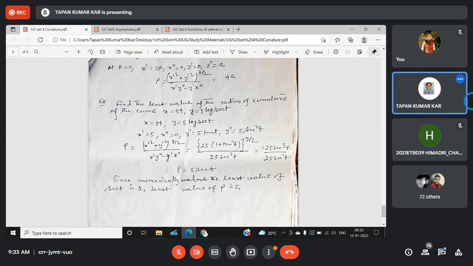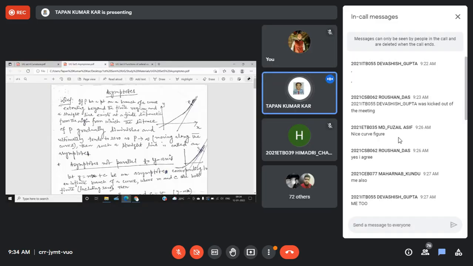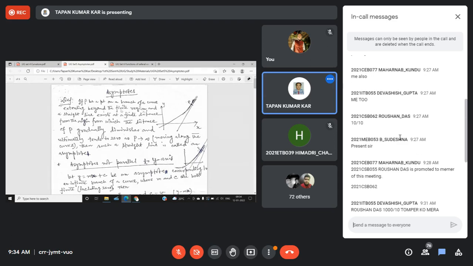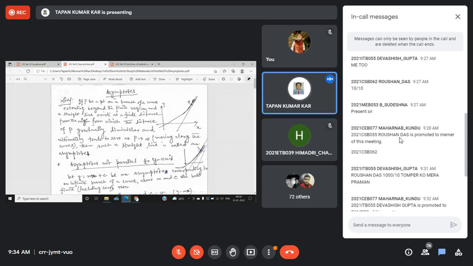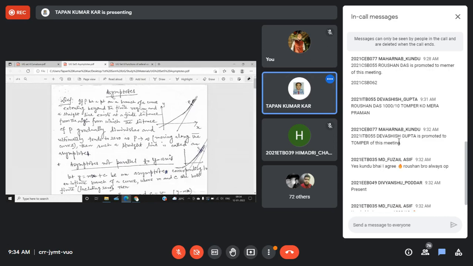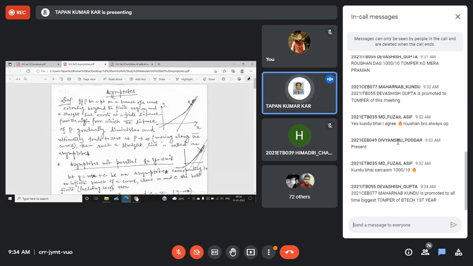Now I will discuss asymptotes, and here also I will discuss the methodology to evaluate the asymptotes of any curve. First, I will discuss the definition of asymptotes. Then we will move to the methods or working rule. Here mainly I will discuss the working rule to evaluate the asymptotes of any curve.